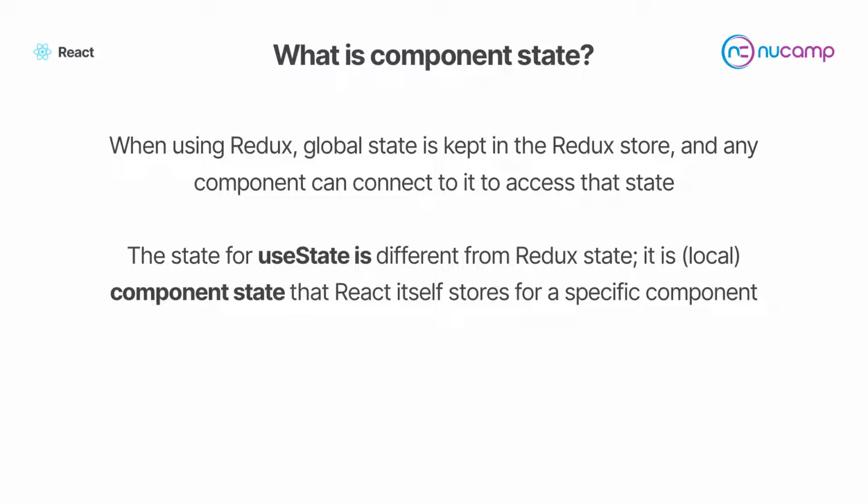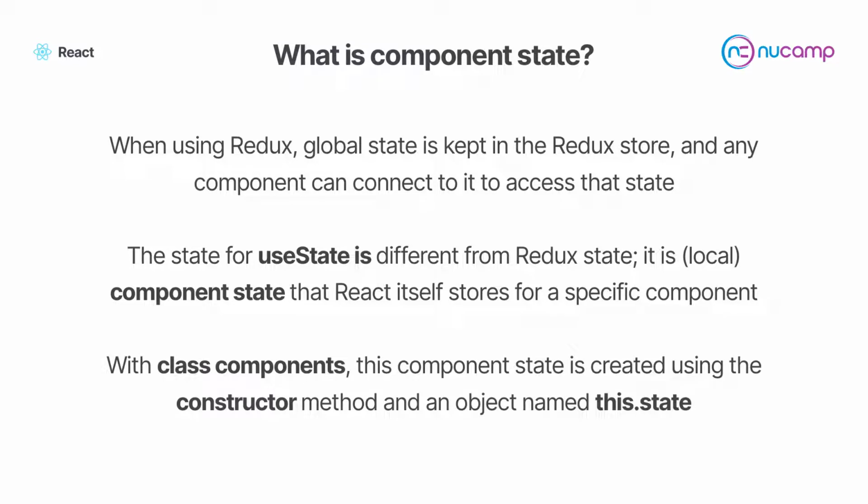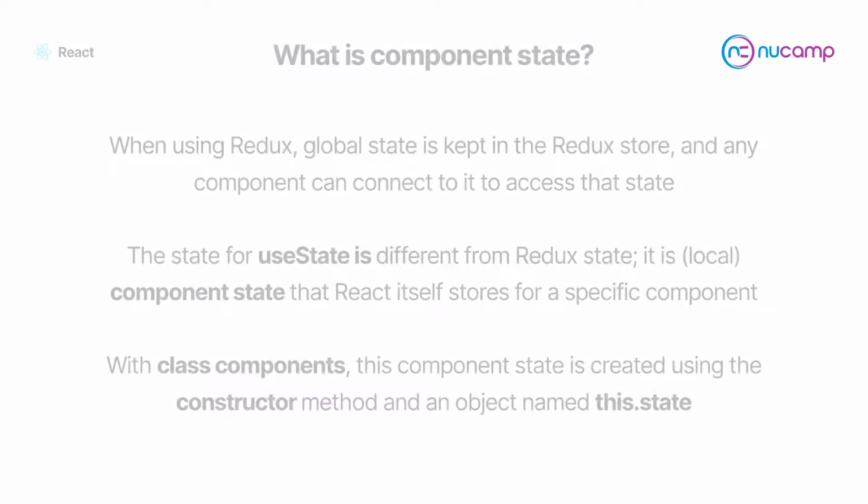You learned in the React course that in class components, you can create local component state using the class constructor method and a this.state object. Let's look at an example of a class component that uses component state.